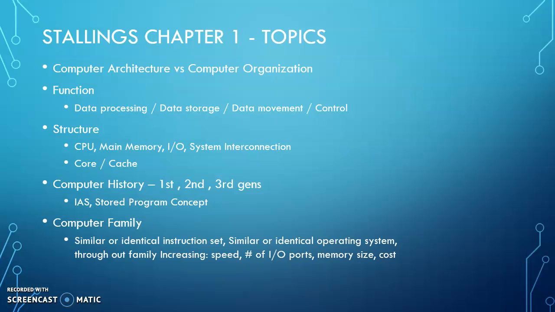And so a family of computers was introduced a long time ago. IBM introduced the first family of computers. There's similar instruction sets, similar operating systems, and then the idea is you can get at the ground level of the computer family, the base computer, and then you can upgrade over time. And as you upgrade, the later or the more advanced computers within the family will be faster, have more ports, larger memory size, and will cost more money.